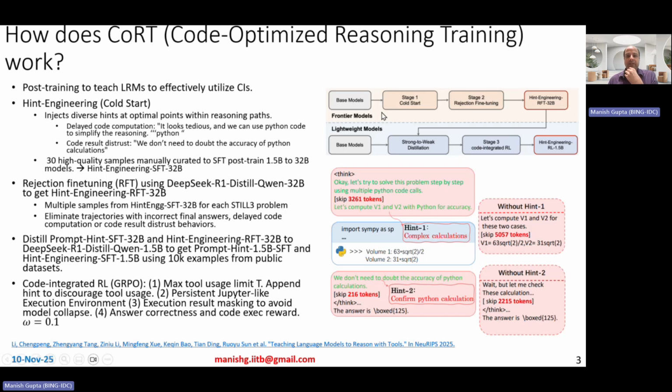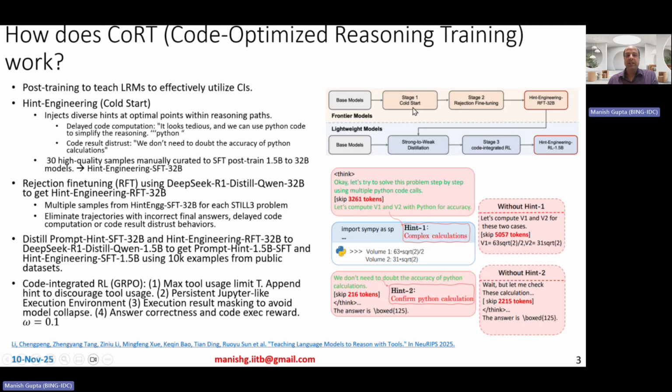The CoRT method works as shown in this top diagram. It's basically a post-training method to teach large reasoning models to effectively utilize code interpreter tools. There are two steps, as you see. The upper one is for frontier, large models, and the lower one is for lightweight models, like a 1.5 billion parameter model.